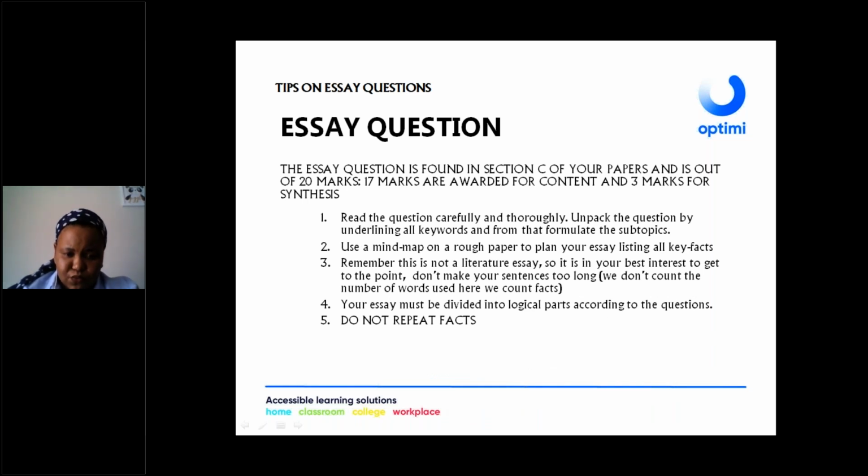When you get an essay question, step 1 is to read the question carefully and thoroughly, unpacking the question by underlining all keywords. You must underline all the important concepts that you see in the essay question. From there, you will formulate the subtopics. The more subtopics you have, the more content you're going to have, because you'll have a lot of things to discuss in your essay. So start by unpacking the question, underlining all the keywords, and writing down your subtopics.